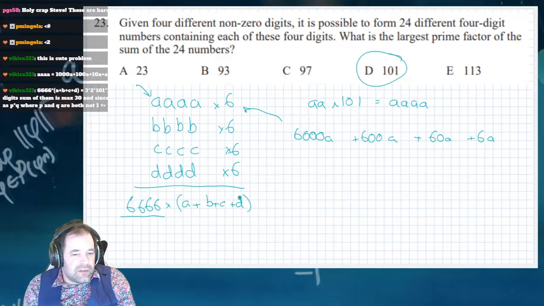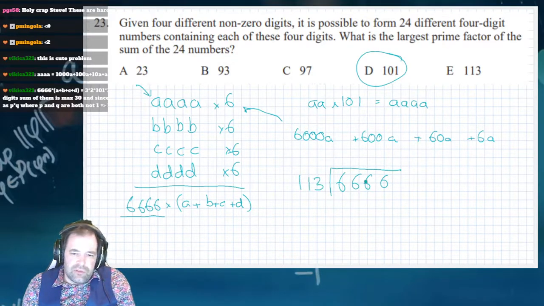A, B, C, and D can't be bigger than 30. And since 113 is prime, it can't be written as P times Q or P and P. Yeah, you'd have to do one more check. What we're going to do, actually, is check that 113 doesn't go into this. Because if 113 goes into this, then we've got it wrong, haven't we?